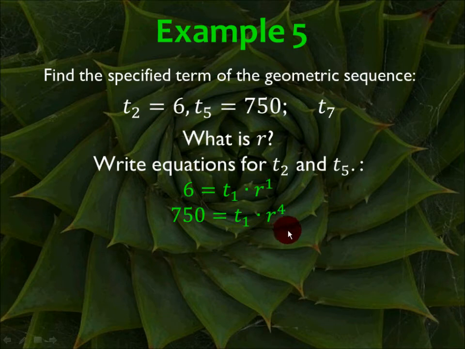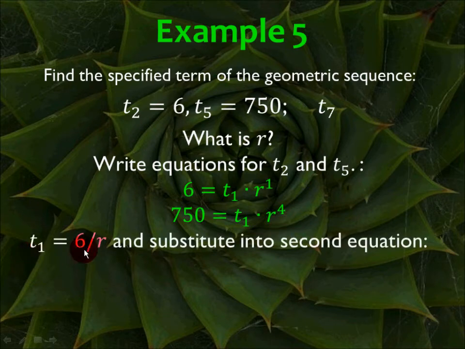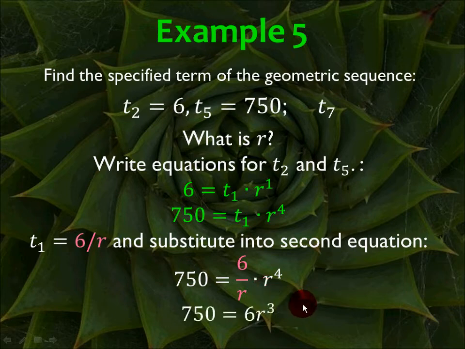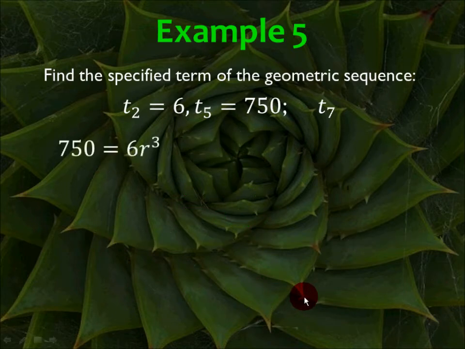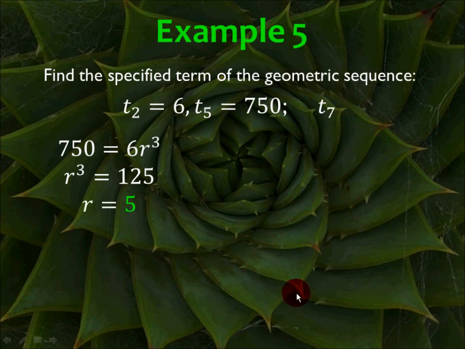Now what you can do is solve for T1. T1 is going to be 6 divided by r, by dividing both sides here by r. And now substitute that value for T1 into the second equation. So you get 750 equals 6 over r times r to the 4th, which simplifies to 6r cubed. So divide both sides by 6, and r cubed is 125. So r has to be 5. So now we know that r is 5. We also can figure out the first term because the first term was 6 over r, so it's 6/5.